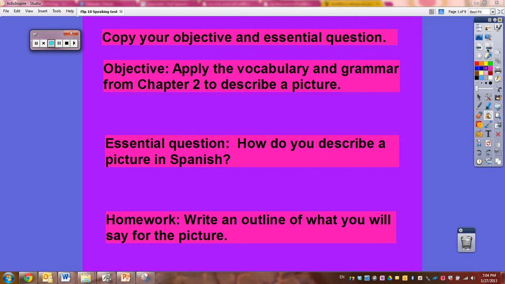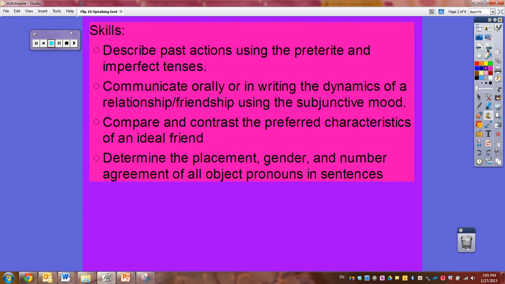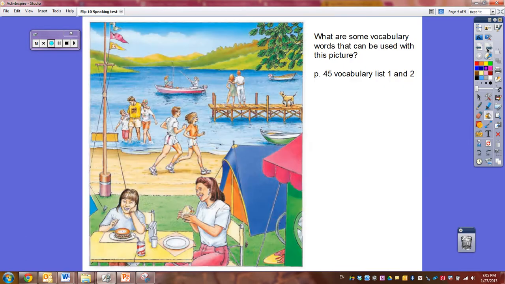Hi, kids. Today we're going to talk about the vocabulary and grammar to describe a picture, which is a review of what you will be doing for your speaking exam for Chapter 2. In class first, we did this picture warm-up, and to do it, we first started off by making a list of vocabulary words that were present for the Chapter 1 picture.